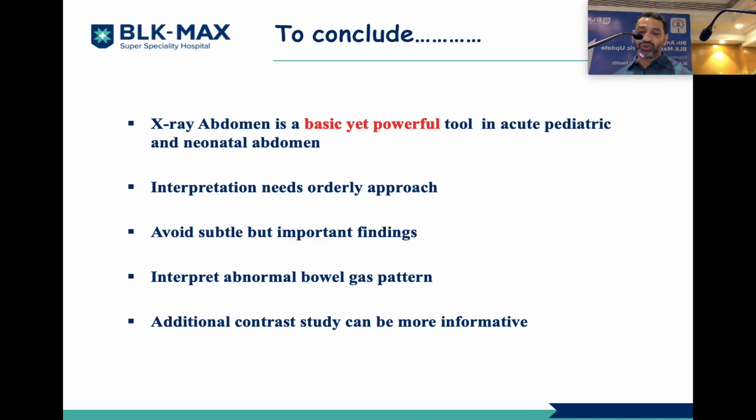So I would like to conclude now, and just to summarize, X-ray abdomen is a very basic but powerful tool in diagnosing especially acute pediatric and neonatal abdominal conditions. One should have a very systematic and orderly approach so that you do not miss any subtle findings. And one should know how to interpret the abdominal gas pattern whenever you are reading an X-ray. Whenever you are in doubt, you can always order additional contrast studies, which will be more informative and will help you in confirming the diagnosis.